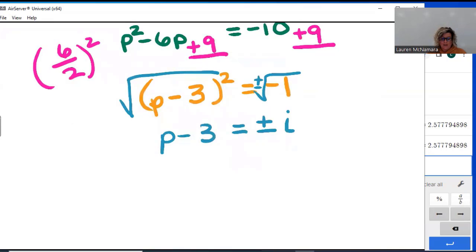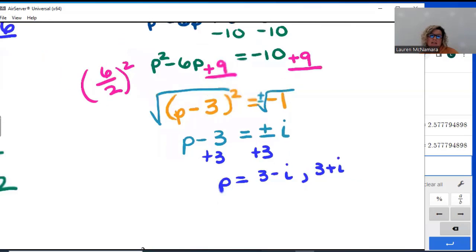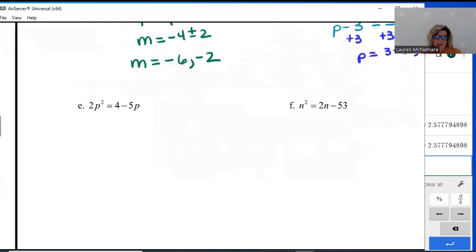Add my 3 over to the other side. I have P is equal to 3 minus i, 3 plus i. The more you do it, the easier it gets, and you understand that pattern that you're doing. It's all about patterns. All about patterns.